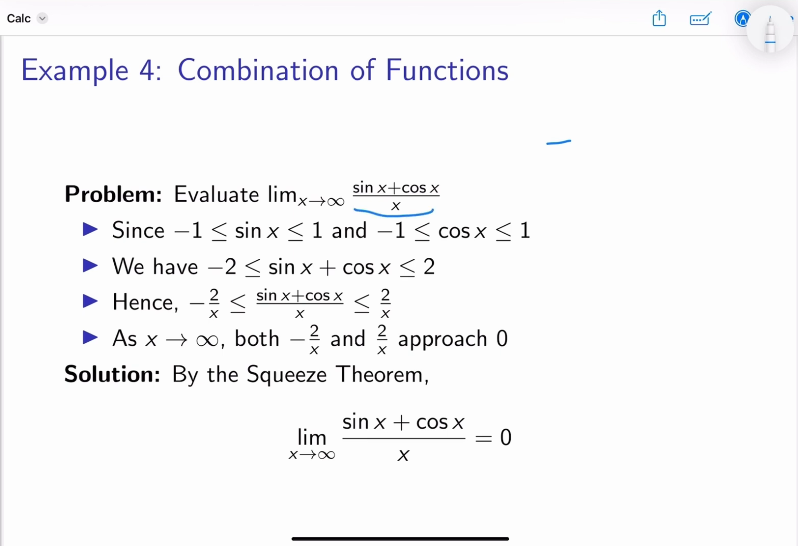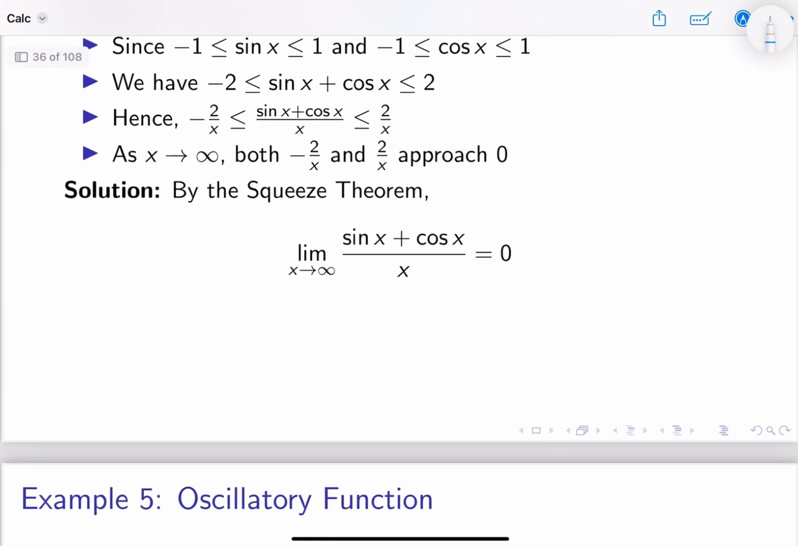You want the limit of this, and by evaluation it doesn't work. We've seen before that the limit of sine x over x as x goes to 0 is actually 1, right? So we ask the question, what happens if we add cosine in the numerator? And what happens is that the limit will be 0. So let us see why.